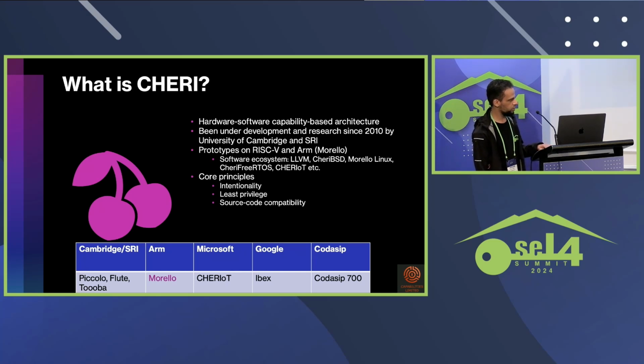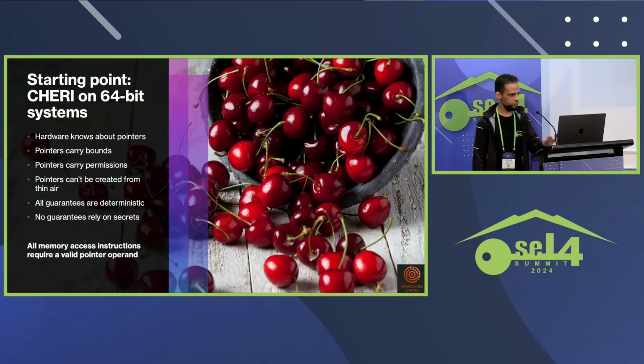And just one note here, we are likely going to see more CHERI RISC-V cores way before we see ARM cores in production. So if you have your own 64-bit system, including hardware and software operating system, and you want to add CHERI to it, what does that mean?